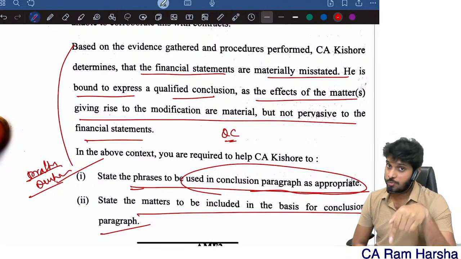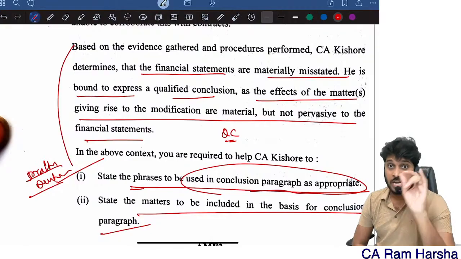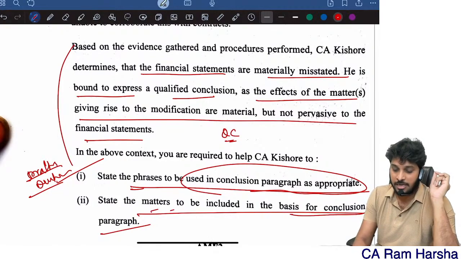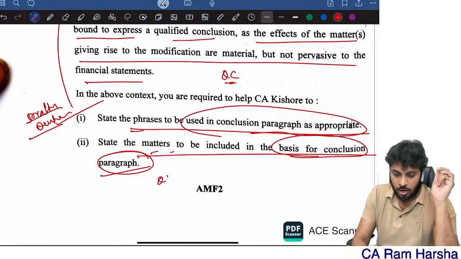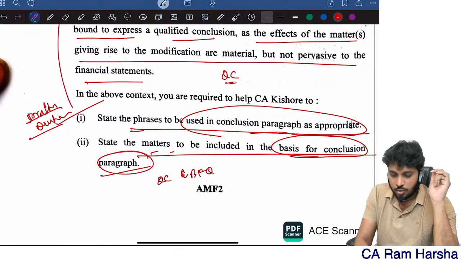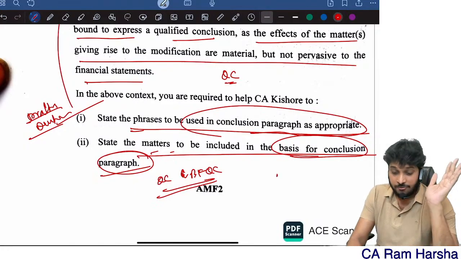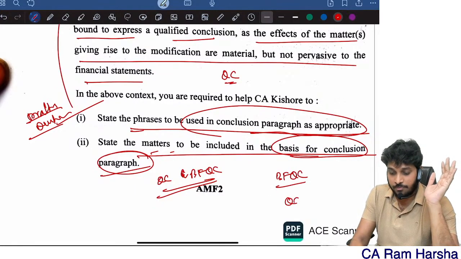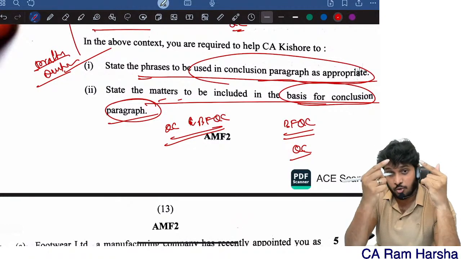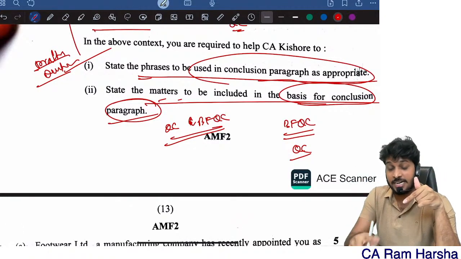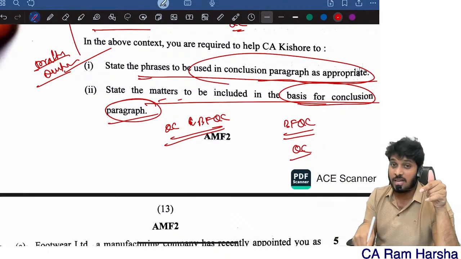So now they have asked one drafting question: qualified conclusion, how to draft that para and state the matter to be included in the basis for qualified conclusion para. So qualified conclusion and basis for qualified conclusion, 2 paras will come. First basis for qualified conclusion will come, then qualified conclusion will come. Be careful. Whereas in audit 705, first opinion will come, qualified opinion, then basis for qualified opinion. Here it is first basis for qualified conclusion, then qualified conclusion.